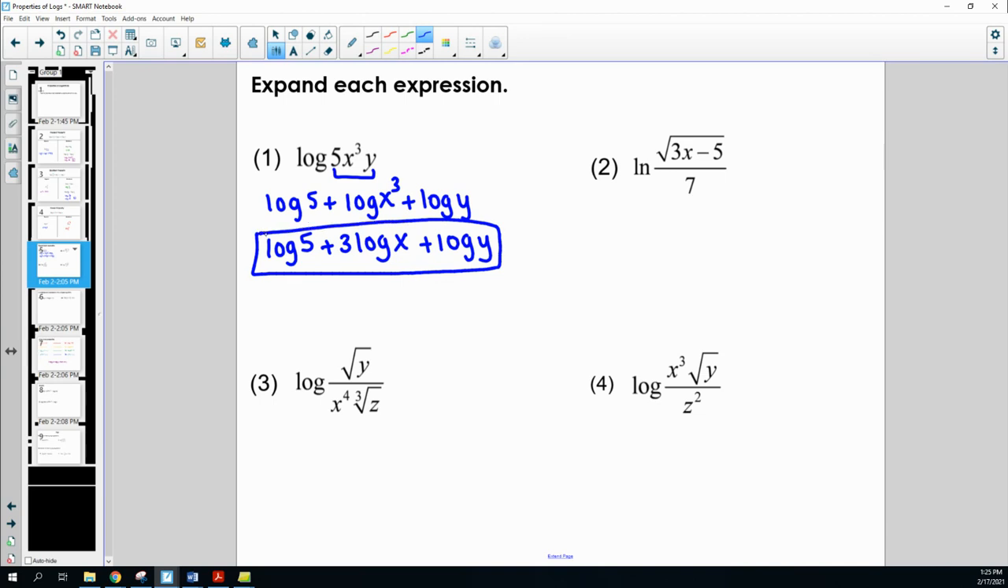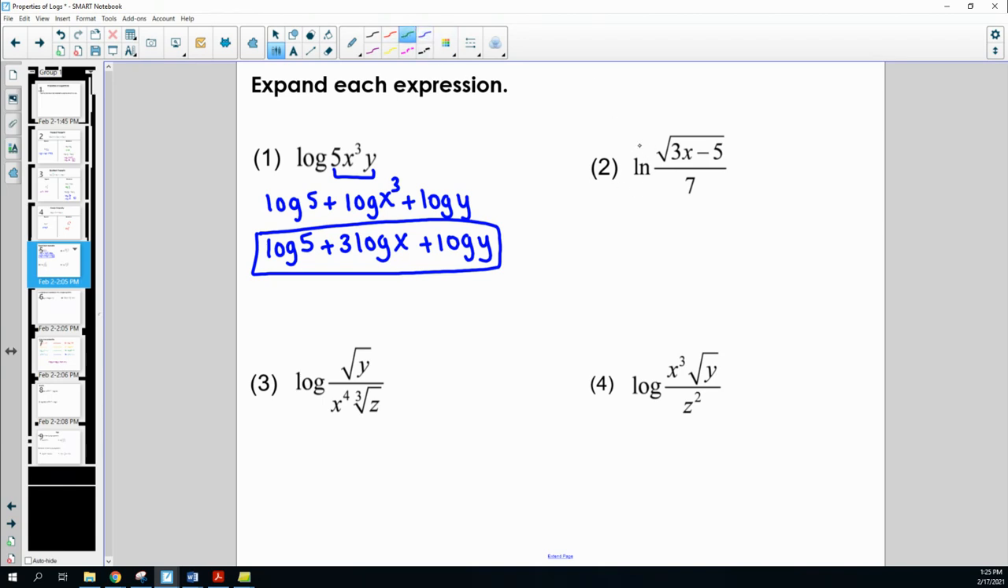So again, when you're checking to make sure that it's fully expanded, you want to make sure that you have the word log written multiple times, that you have addition or subtraction and no multiplication and division, and that any exponents have been brought down in front. So let's look at number 2.